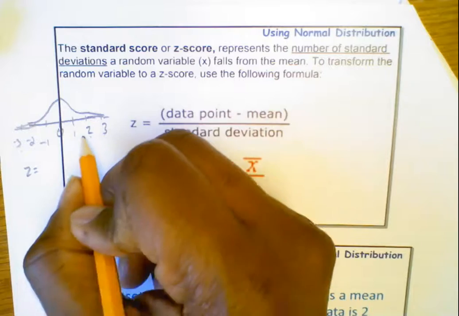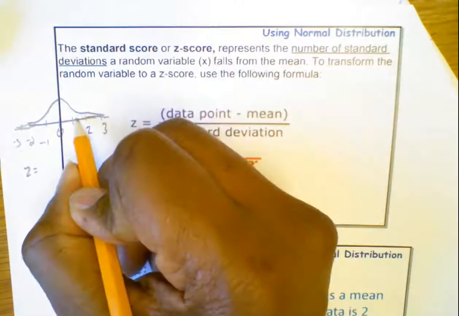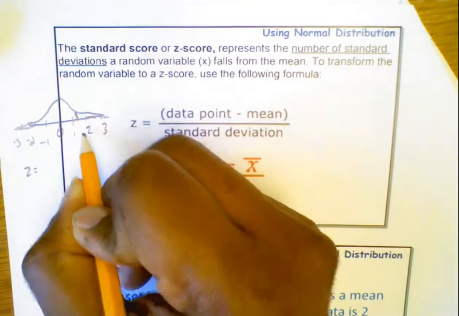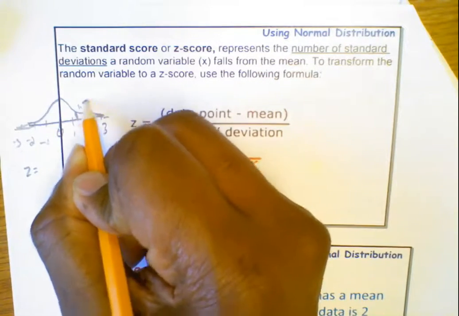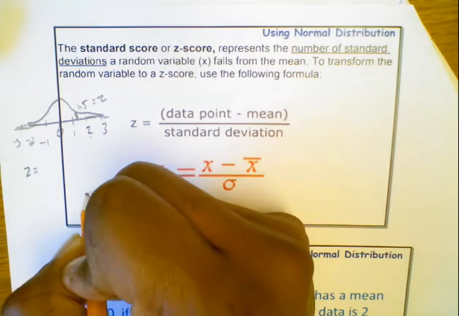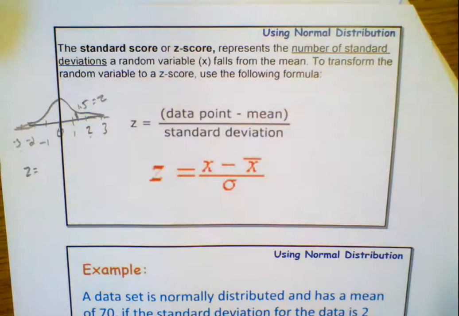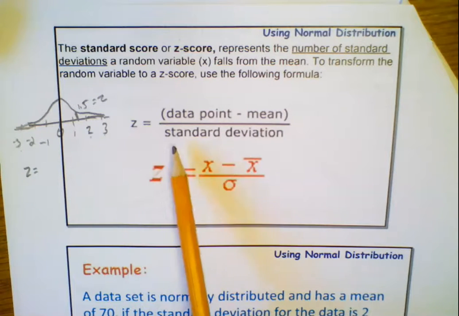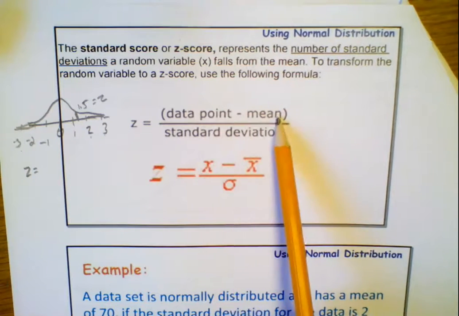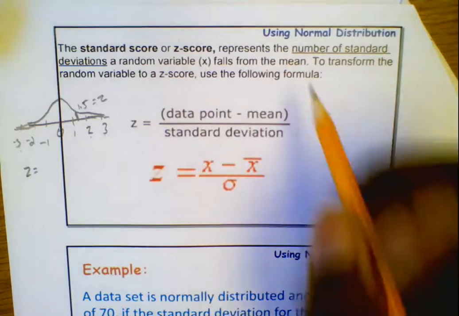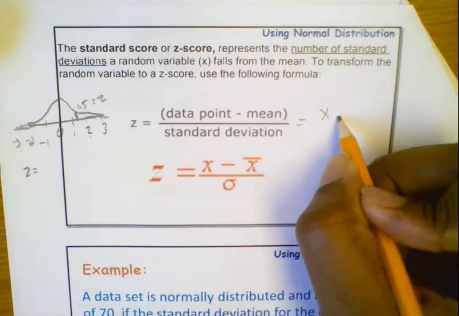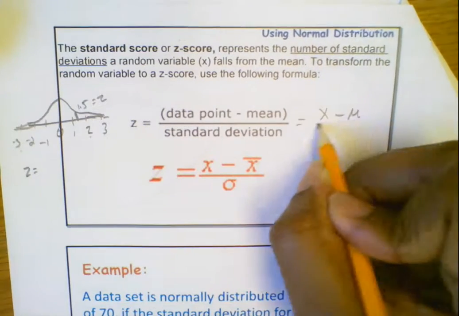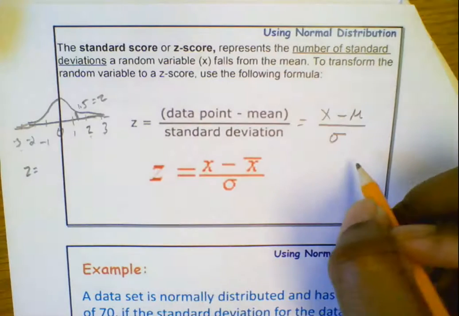Sometimes, though, the data don't fall on the whole numbers. Sometimes the data points fall somewhere right here, like 1.5, and z will be 1.5. And this is how we'll find the z-score if the data does not fall on one of these numbers, or if it does. The z-score is basically the data point take away the mean divided by standard deviation. In symbols, it would be x take away the mean divided by standard deviation.